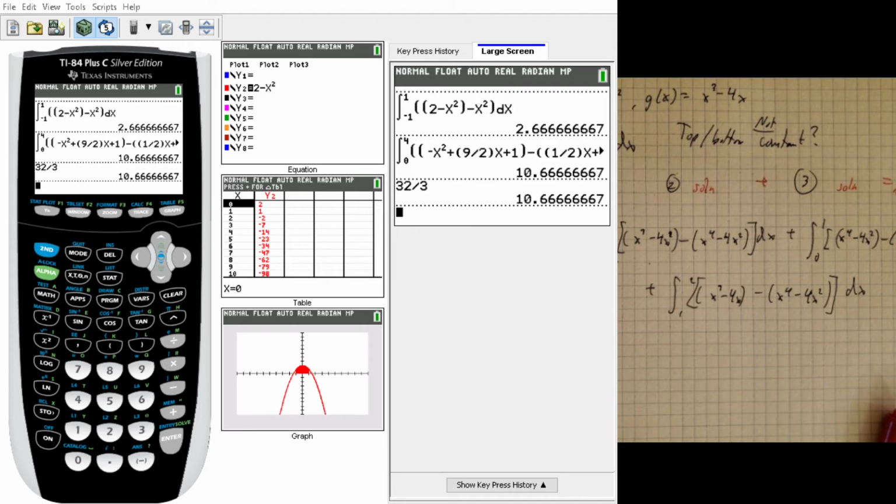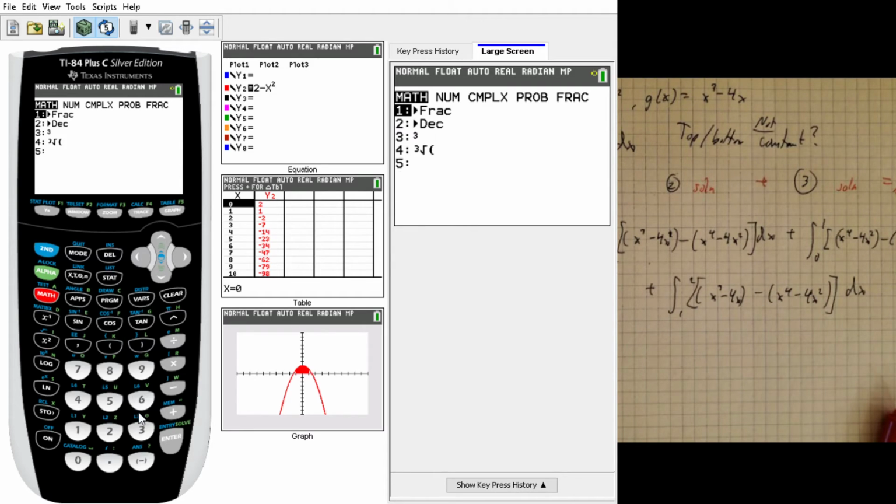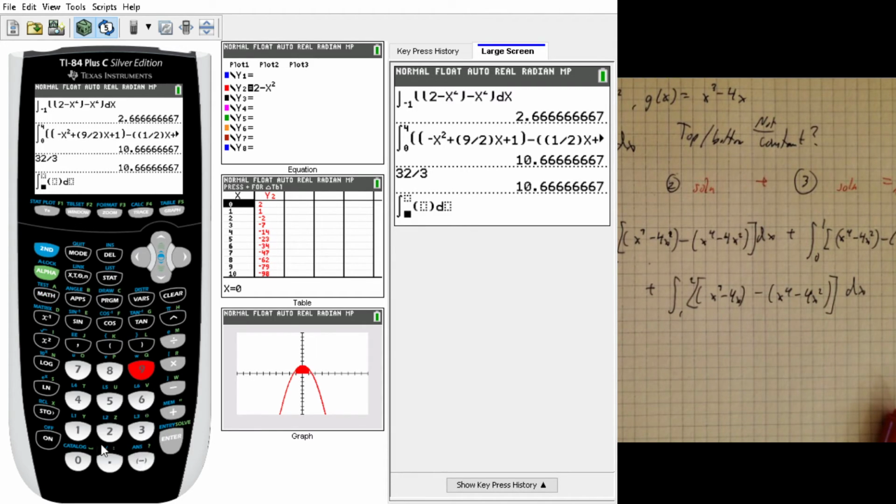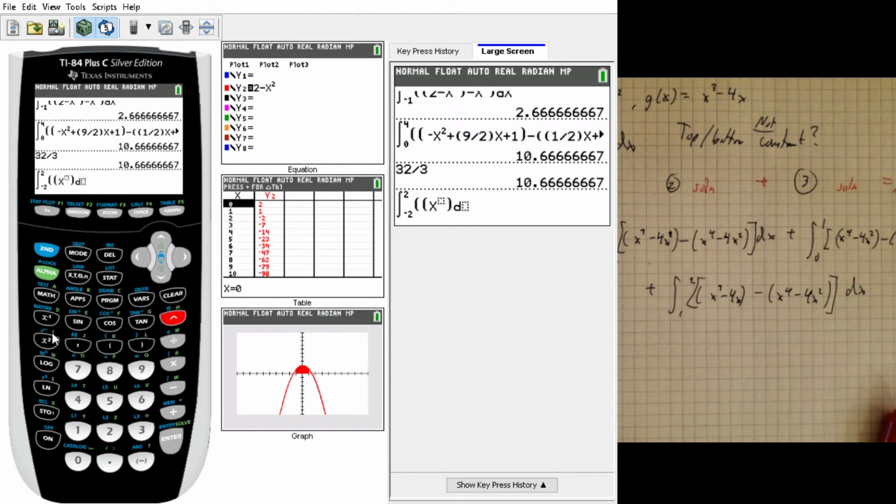So this would tell me I would take the integral from -2 to 0 of x to the 4th, x to the 3rd minus 4x minus x to the fourth minus 4x squared, parentheses, dx.